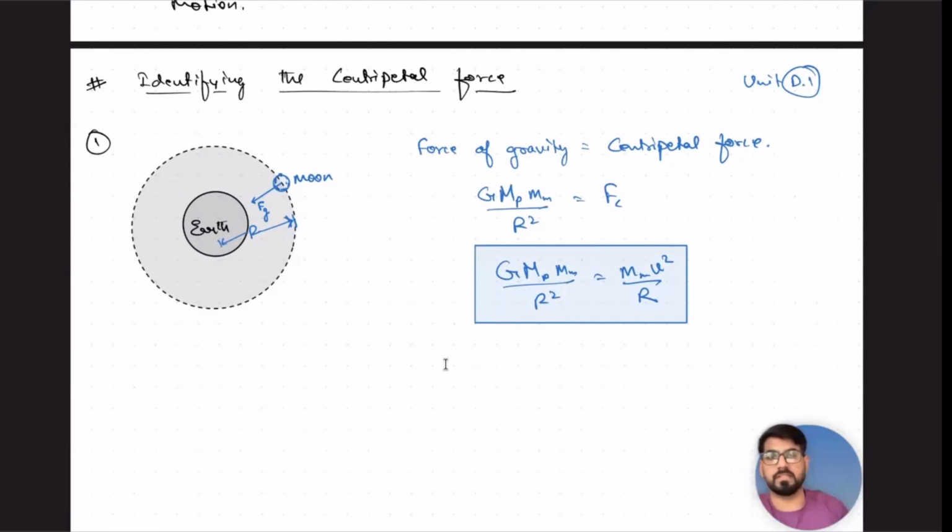Another case is, sorry, this is where most of the time students get confused. Friction also provides a centripetal force for a vehicle which is moving in a curved path on a horizontal surface, like when you are taking a turn in a circular roundabout. In that case, there is a frictional force which is acting towards the center.